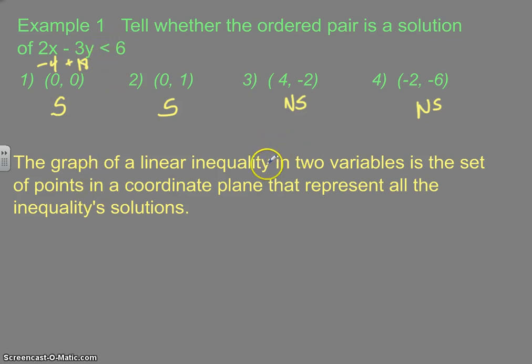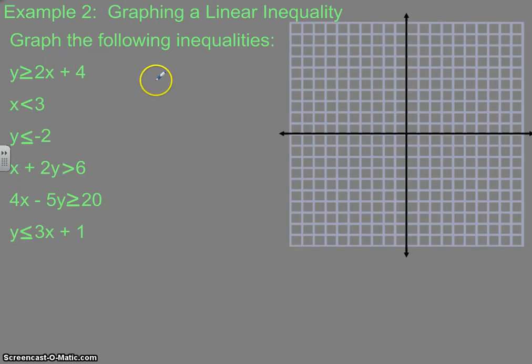The graph of a linear inequality in two variables is a set of points in a coordinate plane that represents all the inequality's solutions. Just as when we're graphing equations, the line represents all the points that are solutions for the equation, with a linear inequality we're going to do the same thing. We're going to show by graph all the solutions of that inequality. Now it's going to look a little different because there are a lot of numbers less than this, and we're going to see that in a second.